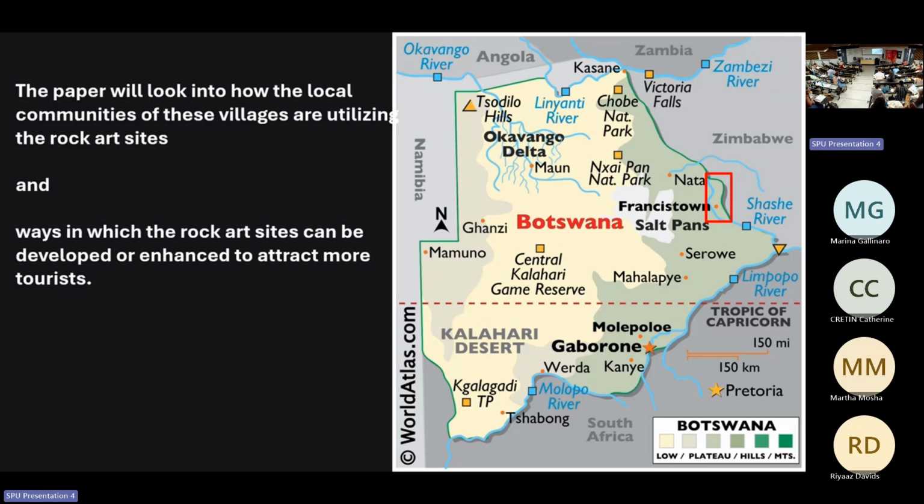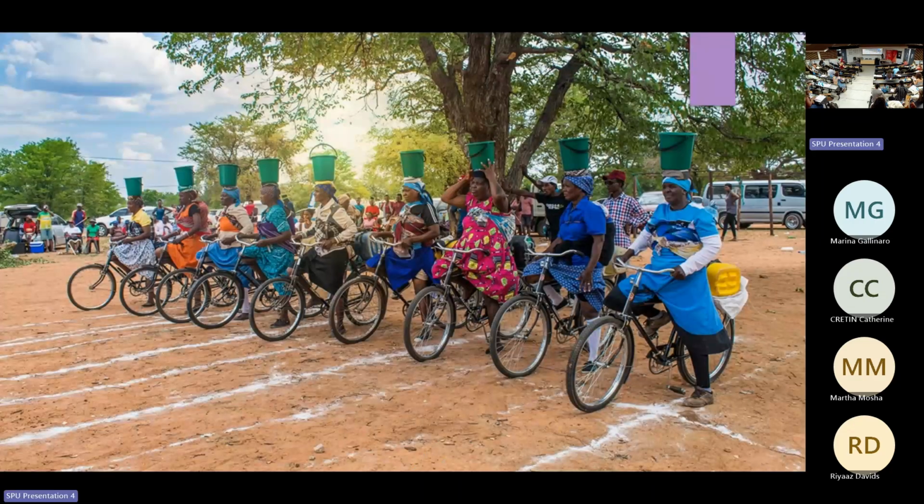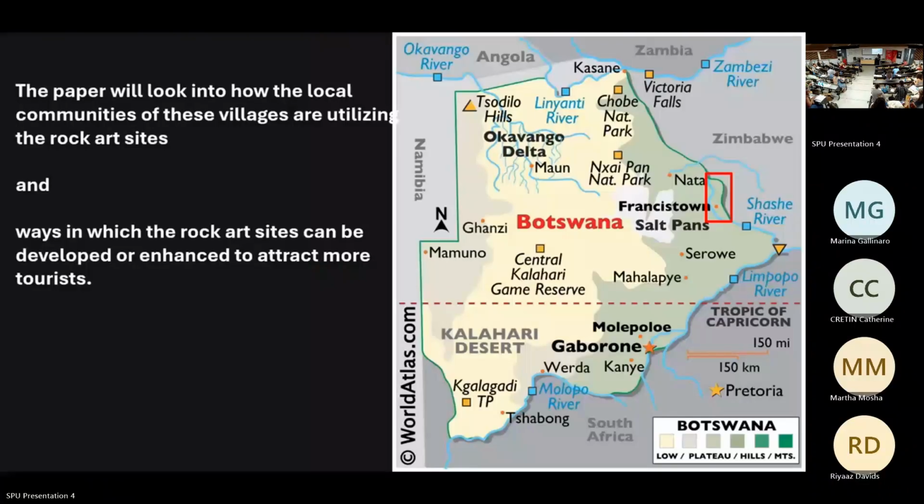If you look at the map on your right, there's a rectangle there. That is the northeast part of Botswana where we find the three villages.